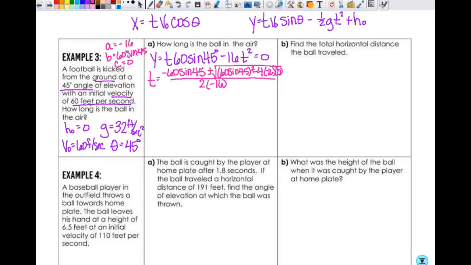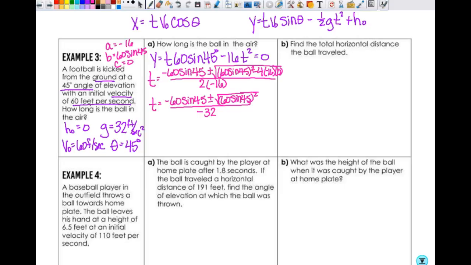So if I clean this up a little bit, I'm going to get t equals negative 60 times the sine of 45 plus or minus the square root. Well, this is going to zero out all of that. 60 times the sine of 45 squared all over a negative 32. You could even make this just 60 times the sine of 45 because you're taking the square root, plus or minus is already there. You're going to have two answers.